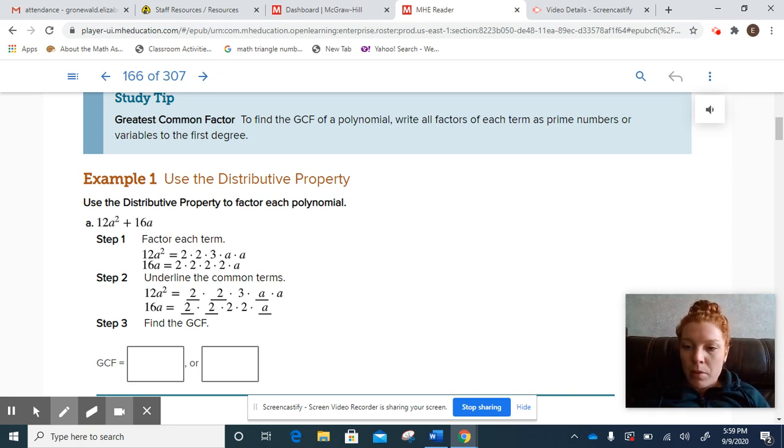Prime numbers meaning that only one and itself go in. So 2 is a prime number because 1 times 2 are the only two numbers that can make 2 when you multiply, or 3, or 5, or 7. So if you look at this first one, we have 12a squared plus 16a.